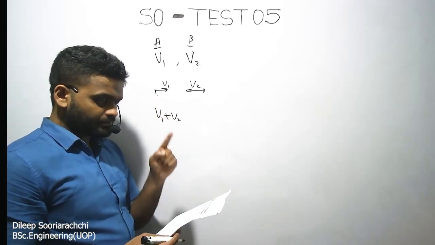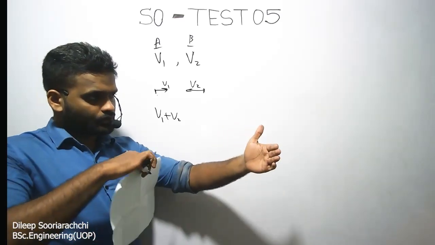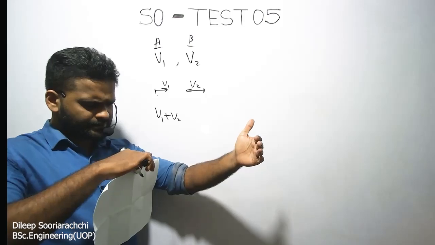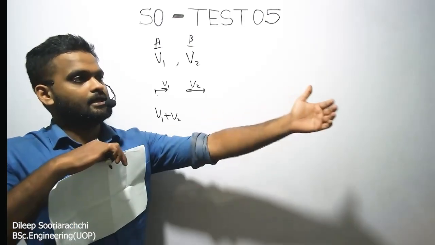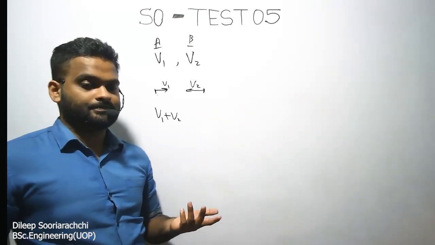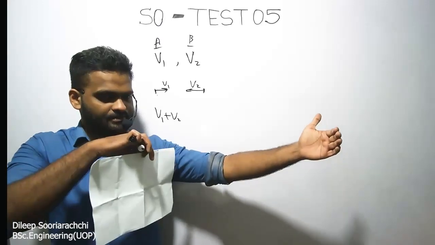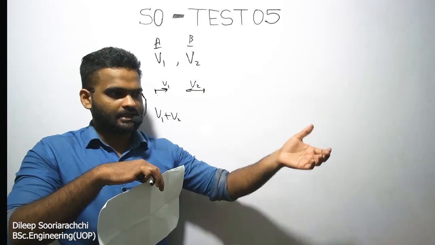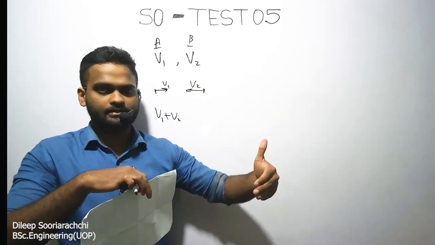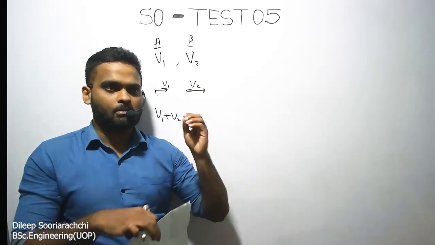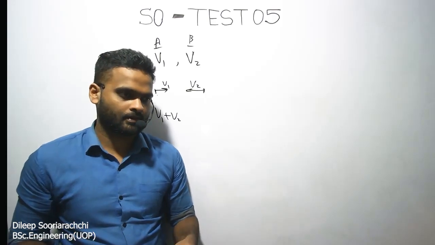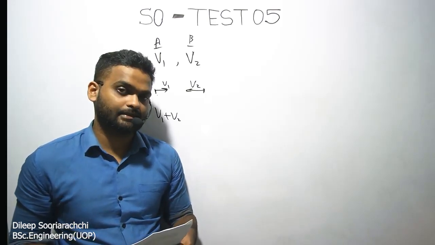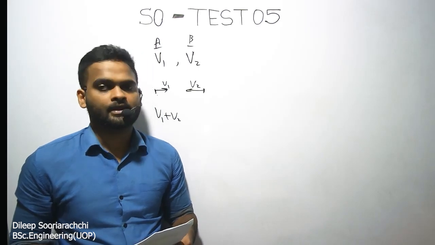So what does this mean? They get close 5 meters in every second. What does it mean? Their gap is decreasing by 5 meters within each second. Isn't that the relative velocity? They are telling about relative velocity, right?